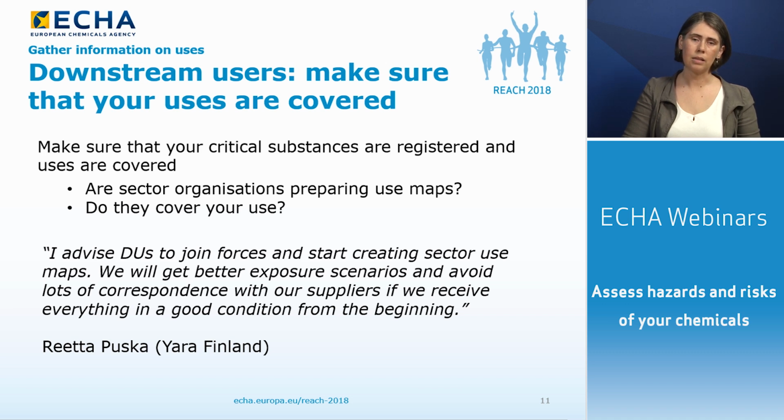As stated here on the slide by one of the company experts who has been active in the ECHA stakeholder exchange network on exposure scenarios, downstream user sectors should join forces and develop use maps so that registrants get relevant information on uses and conditions of use in a harmonized format, so that at the end of this activity, the registrants have the information to conduct chemical safety assessment if needed.